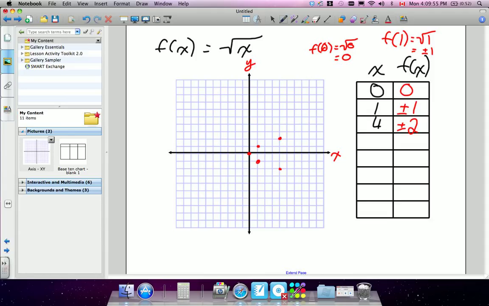And the next easy one to work with would be 9. 9 would give me positive 3, so let's go 4, 6, 7. Here's 9. I'd have a point at positive 3 and negative 3. So, if I look at this, here's all my points. I've plotted what I have so far. What if I had negative 1? What would f at negative 1, so the square root of negative 1, what would that be?